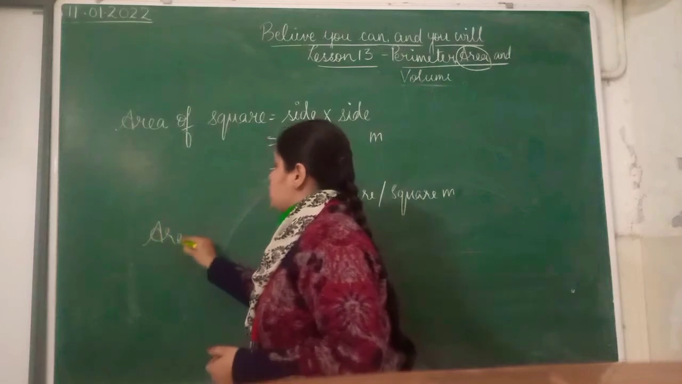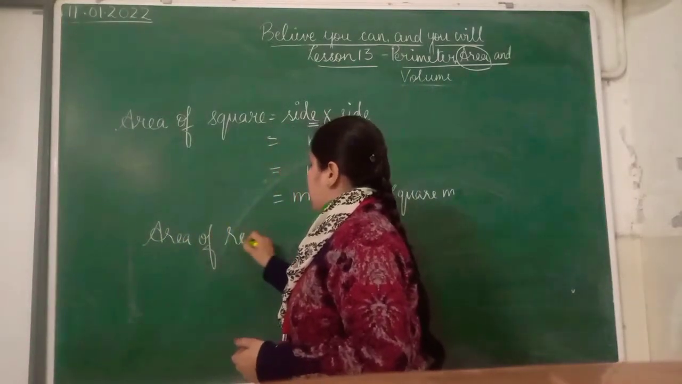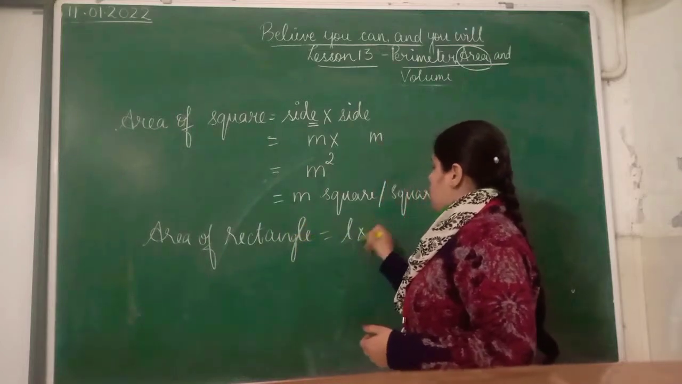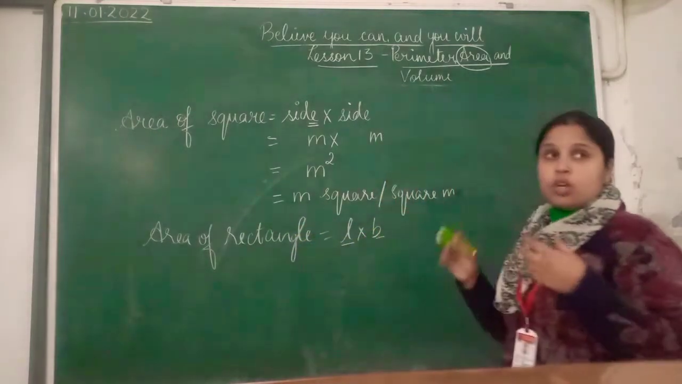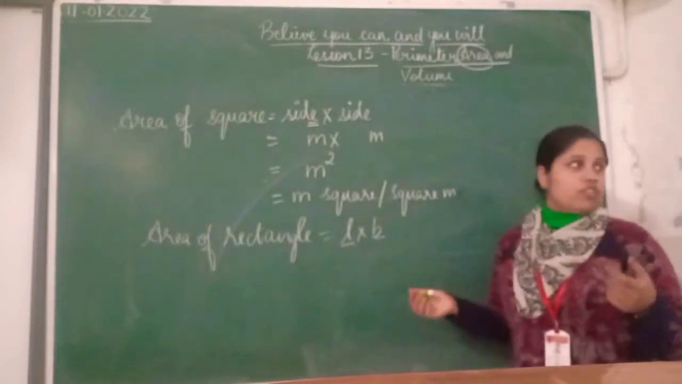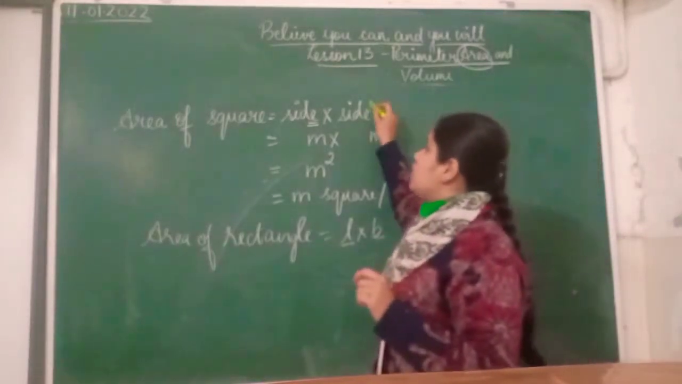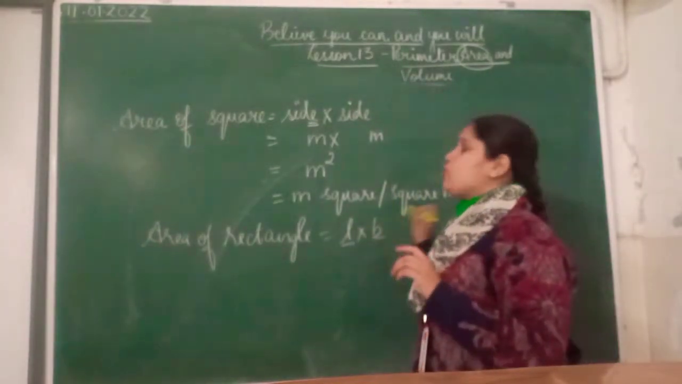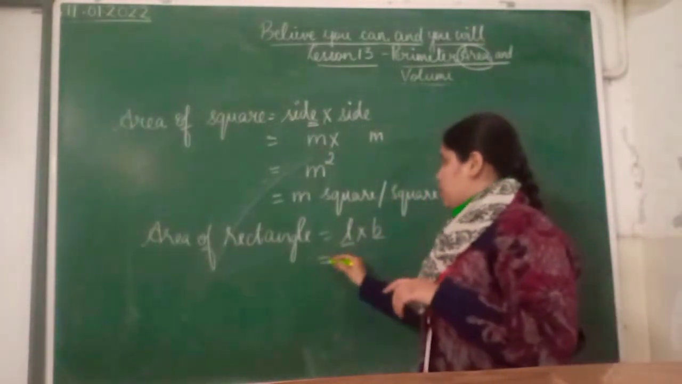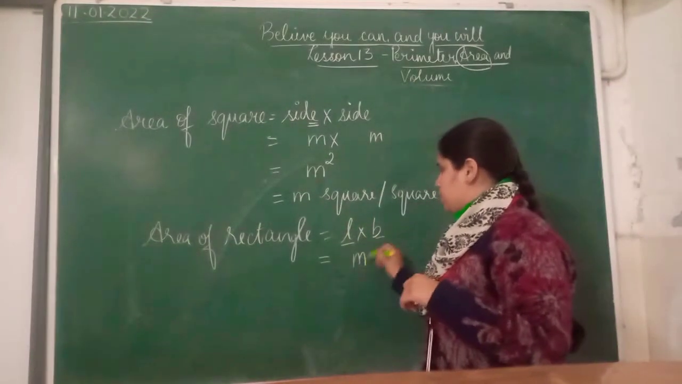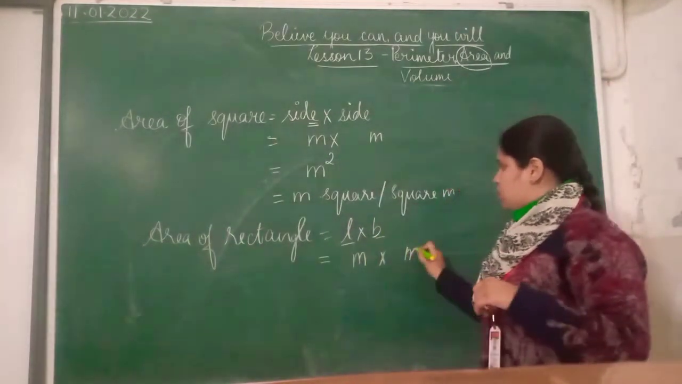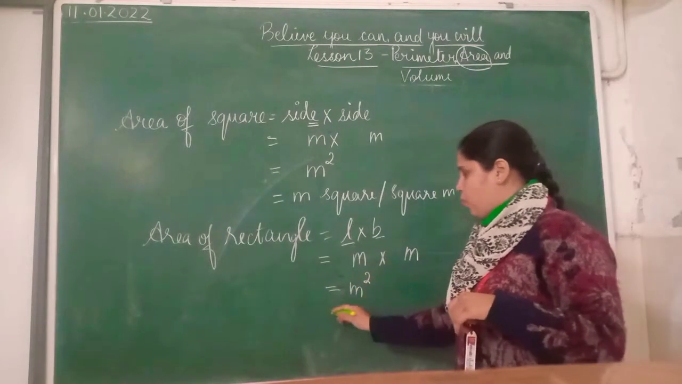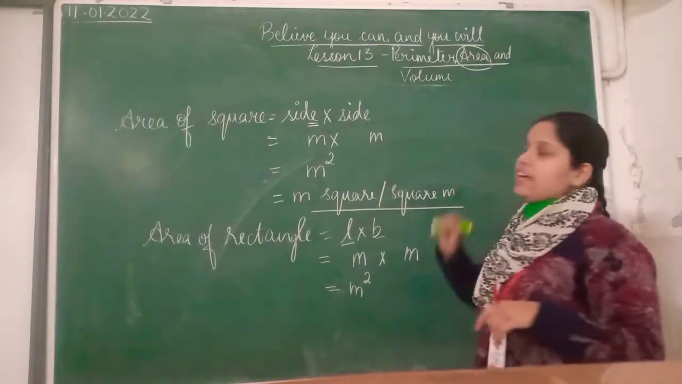Similarly, what happens with the area of rectangle? Again, it is length into breadth. We should make sure, earlier also we used to make sure that the units are same whenever we are solving the question. So here also we have to make sure that the units are same. So for example, length is measured in meters and breadth is also measured in meters. So again it comes twice, and that is meter square, which can be again written like this.